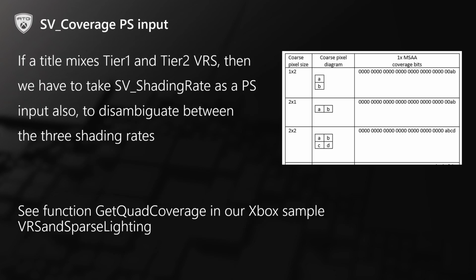Where things become more complicated is if a title mixes tier 1 and tier 2 VRS. So we have a shading rate per screen tile, but we also have some triangles that might have picked a different shading rate to what the screen tile selected. And in here we have to be able to disambiguate between the 3 shading rates. In fact, this isn't too difficult to do, and in our Xbox specific sample we have a function, get quad coverage, that disambiguates between the bits before it stores them in the GBuffer.